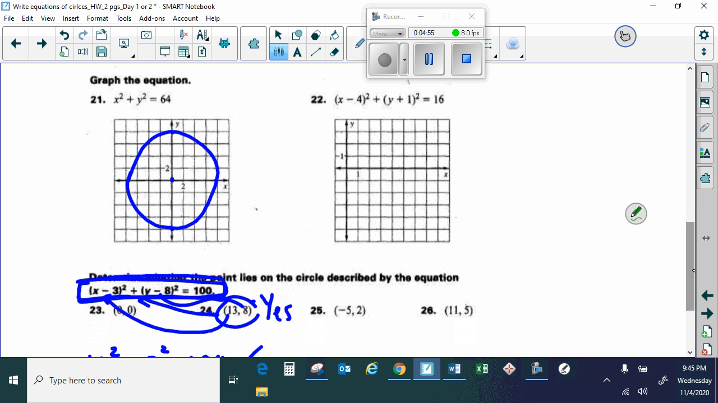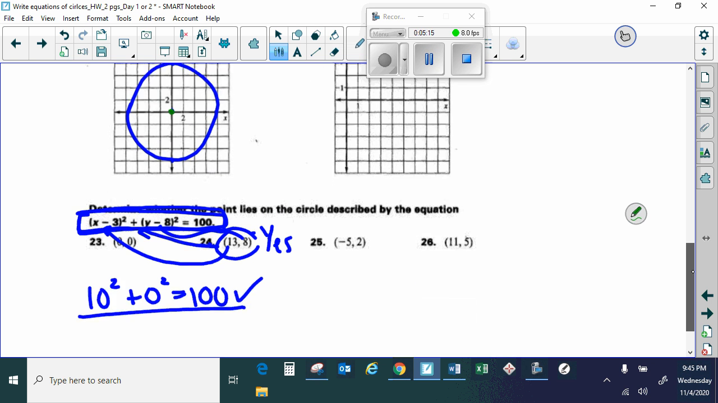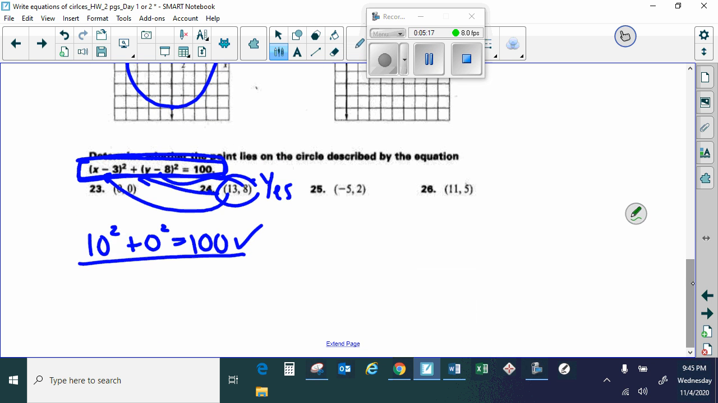All right, graph the equation now. The origin is the center, and then I just take the square root of 64 for my radius, so I get 8 equals the radius. And I go out 8, counting 2, 4, 6, 8, in each direction, and draw my circle the best I can through there. Okay, and last example down here.